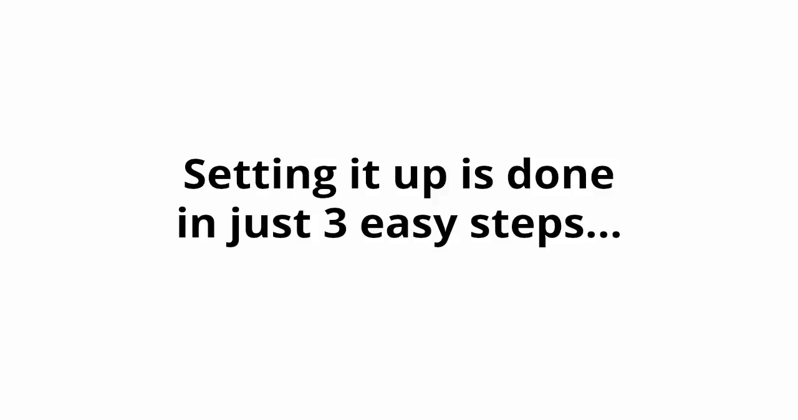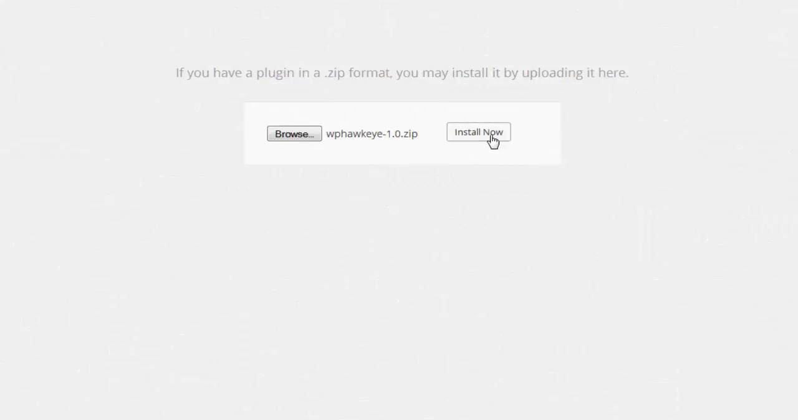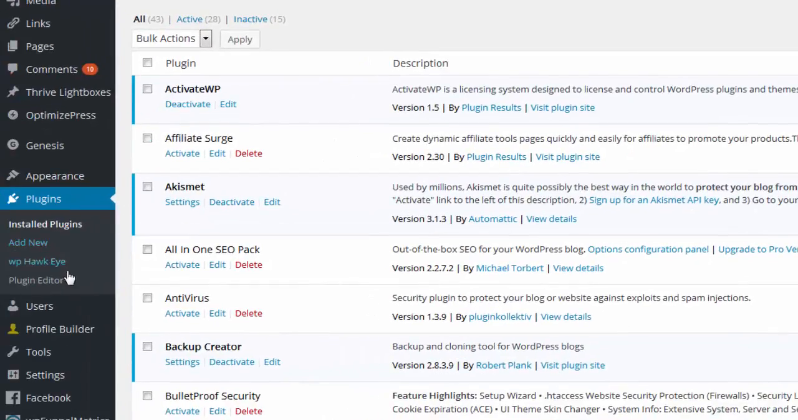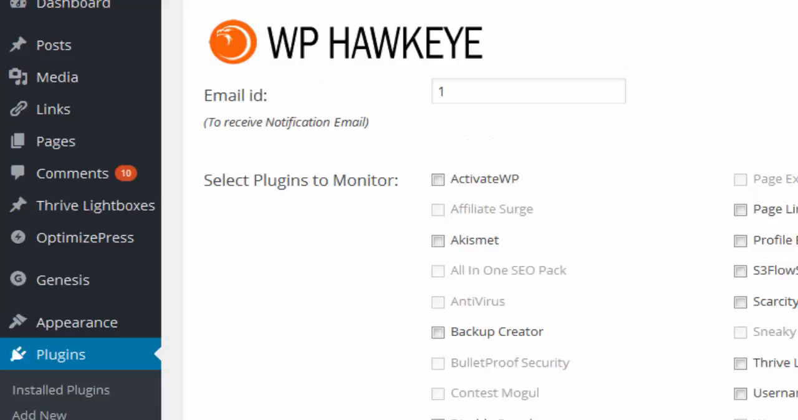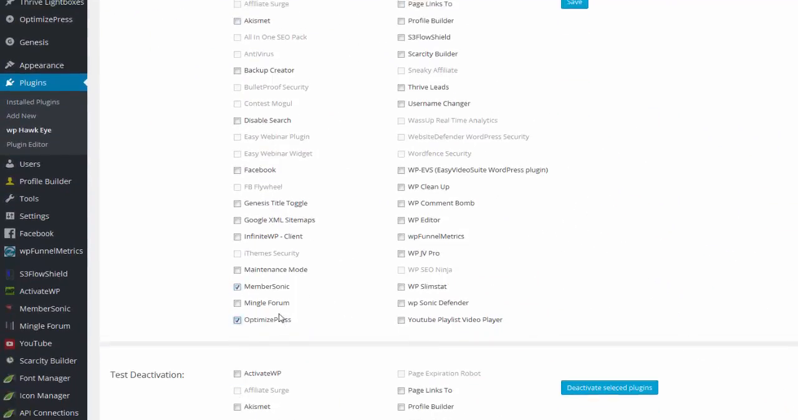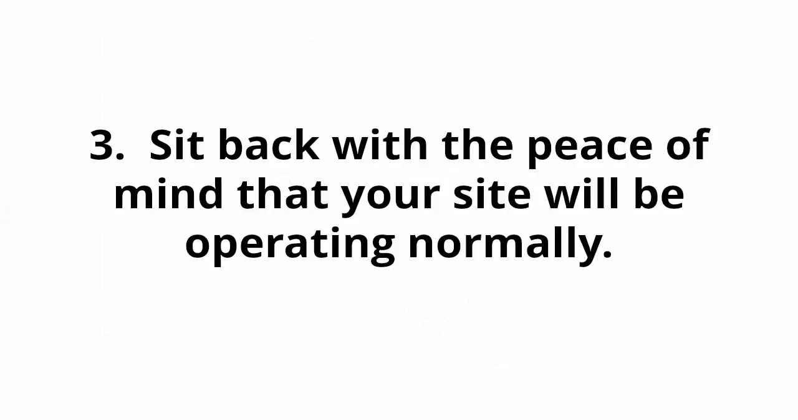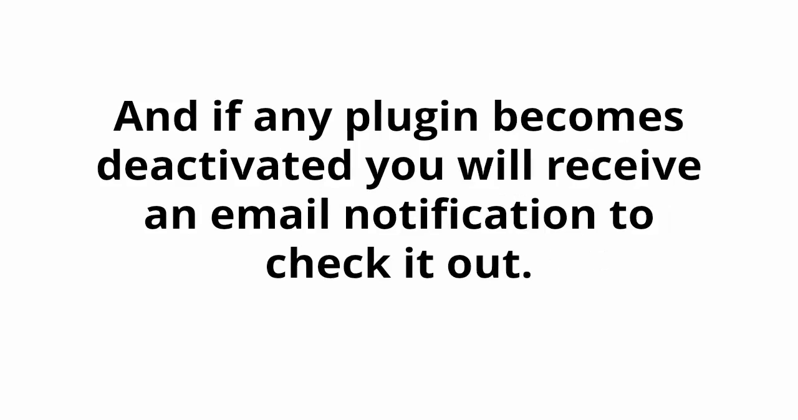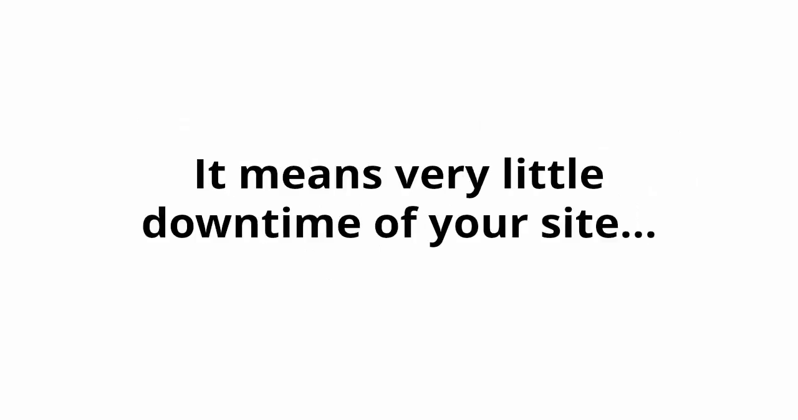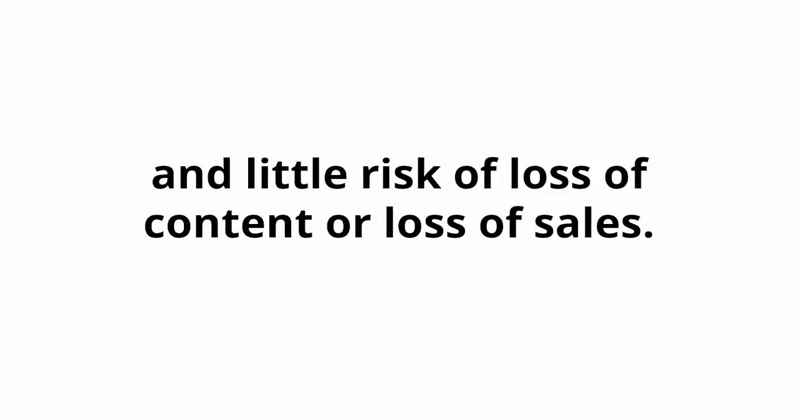Now, setting it up is done in 3 easy steps. Step number 1, install and activate WP Hawkeye like any other typical plugin. Step number 2, enter your email address and select the plugins that you want to monitor. Step 3, just sit back with the peace of mind that your site will be operating normally. And if any plugin becomes deactivated, you'll receive an email notification to go check it out. So what does this mean to you? Well, it means very little downtime of your site and little risk of loss of content or loss of sales.